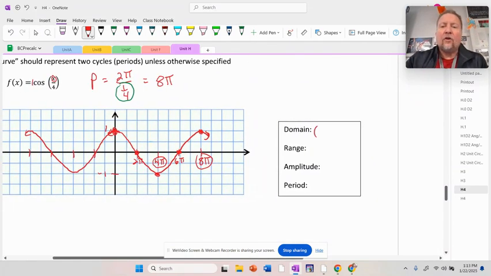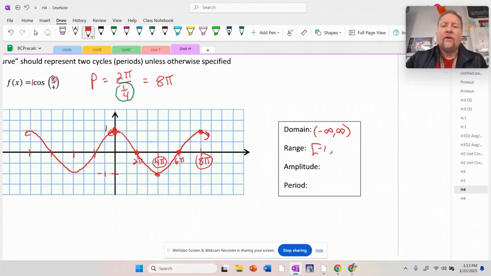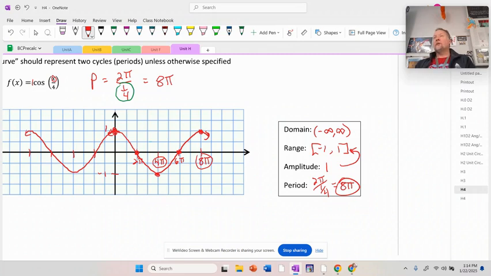Domain, all real numbers always for sine and cosine. Range, there was no amplitude change, so it's -1 to 1. So the amplitude is 1, right? And these are synonymous with each other. These are connected. The period, though, was 2 pi over a fourth, which I already calculated up there as 8 pi, and I went ahead and graphed it. So period's 8 pi. Pretty easy, right?